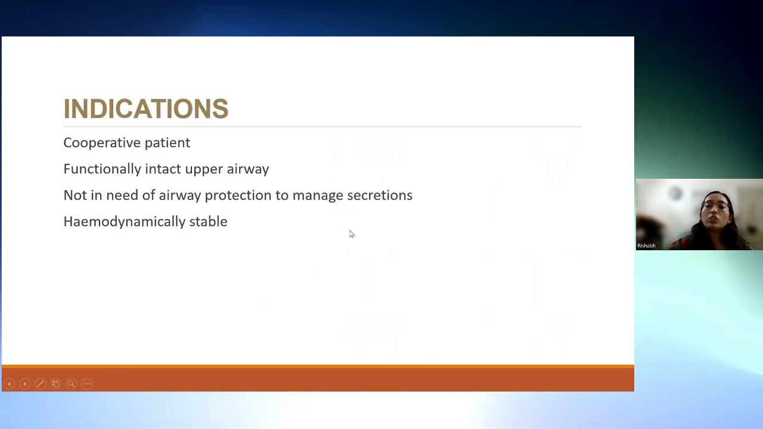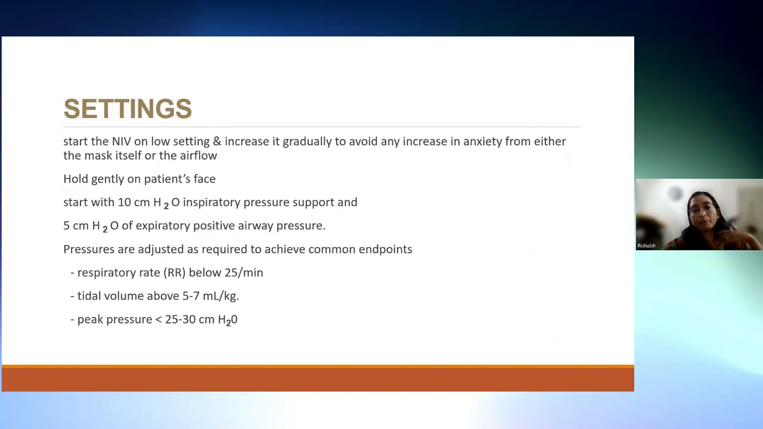So what are the indications of NIV? If you have to give an NIV, the patient has to be cooperative. The prerequisites are that he should have a functional, intact upper airway, not in need of any airway protection to manage secretions, and the patient should be hemodynamically stable.